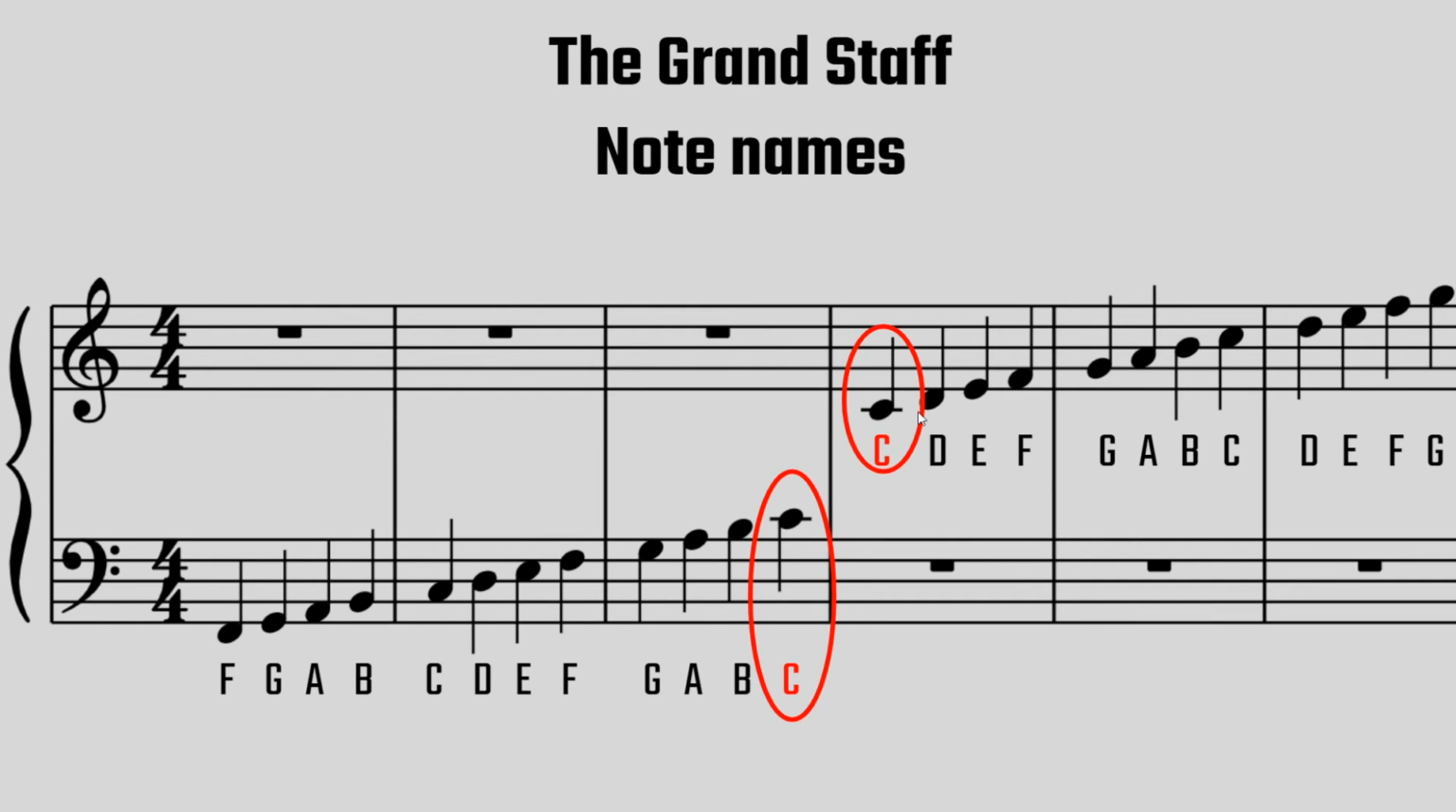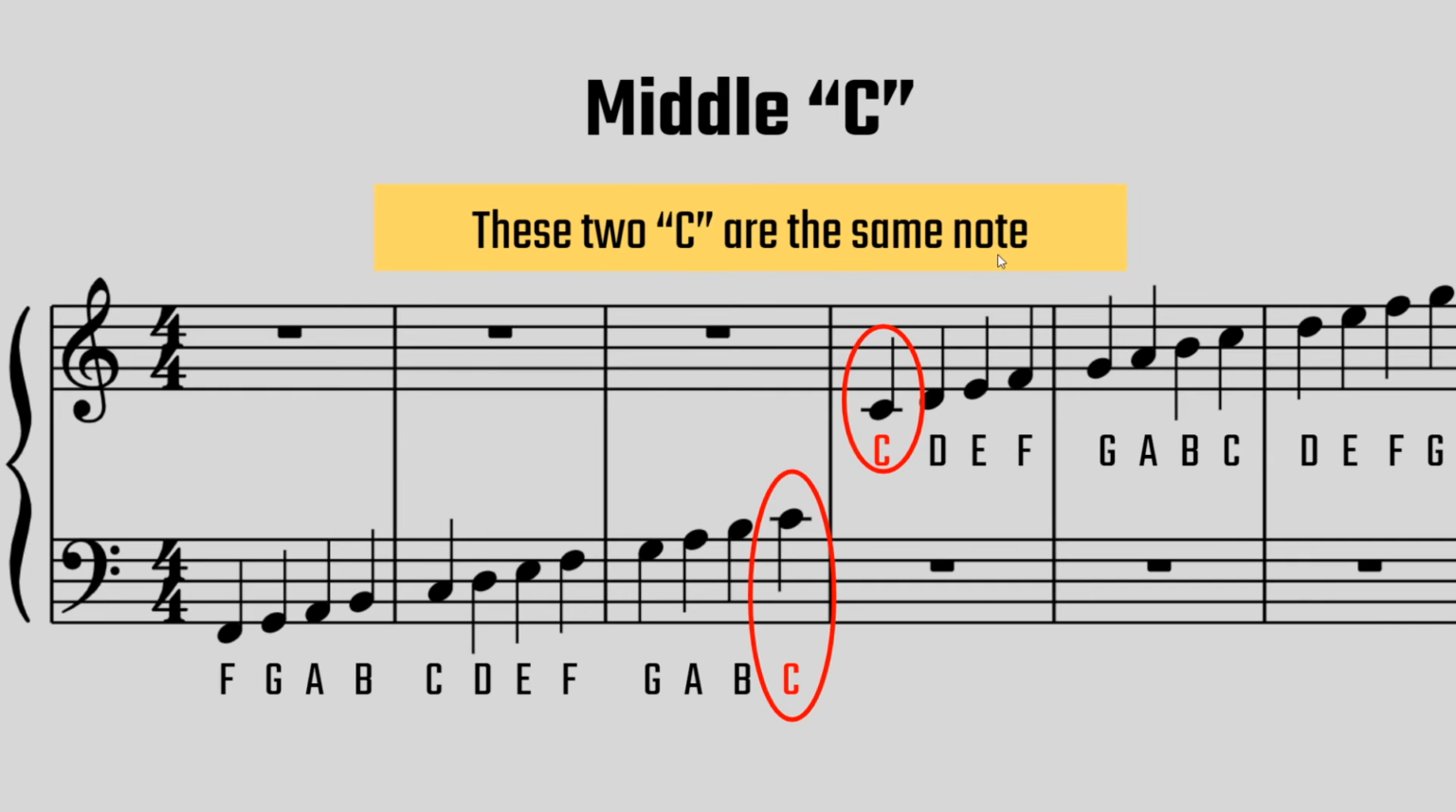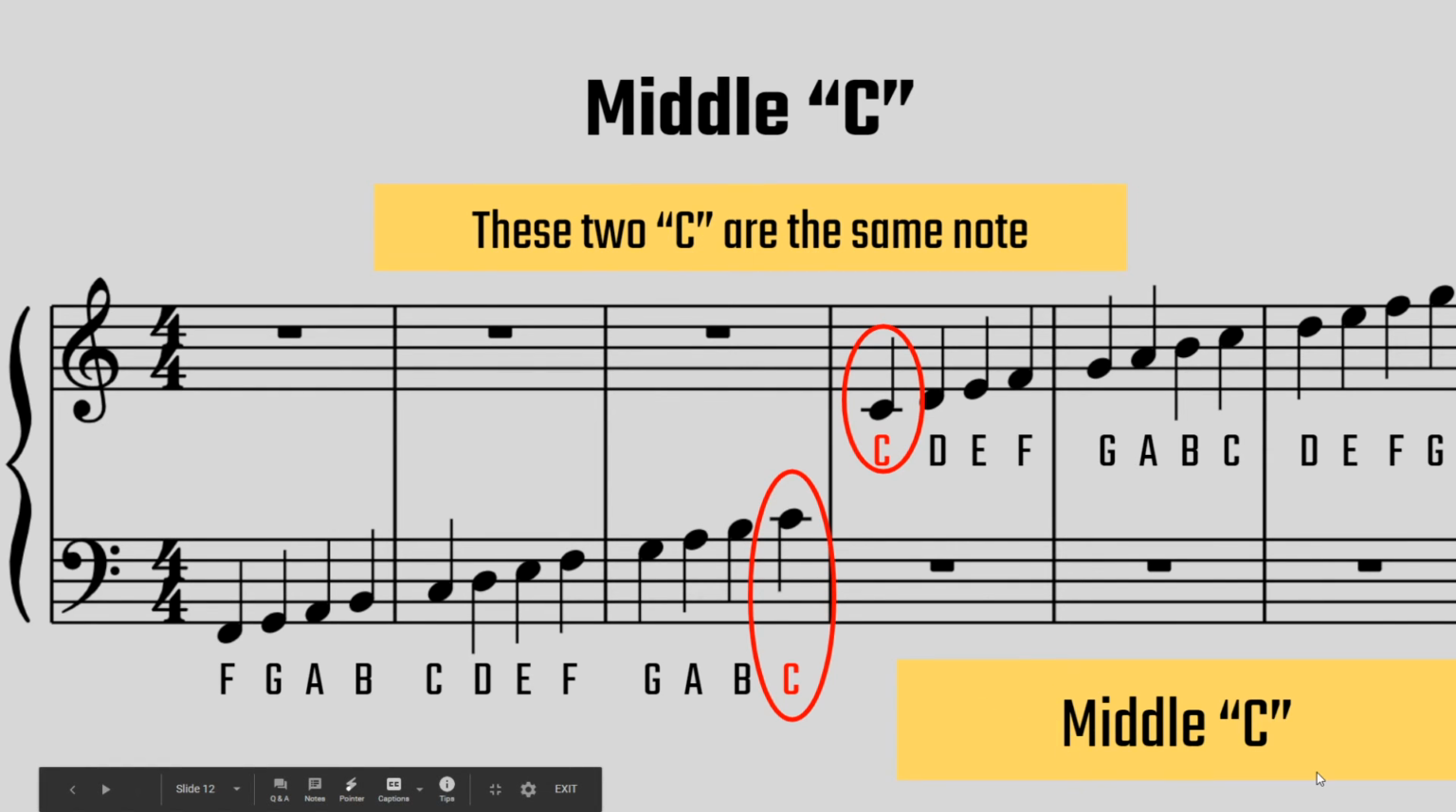Now these 2 C's are special because they are the same C. These 2 C's are the same note. Okay, this is what is called middle C. Now you can have notes in the bass clef that do go above middle C. You don't have to put them in treble clef, but if you have any note that is above this middle C on the bass clef, you will technically be playing notes that are in the treble clef, and vice versa.